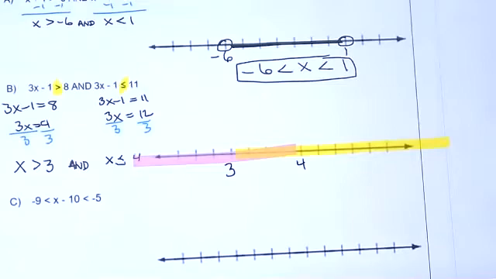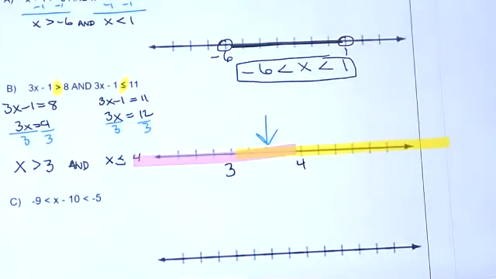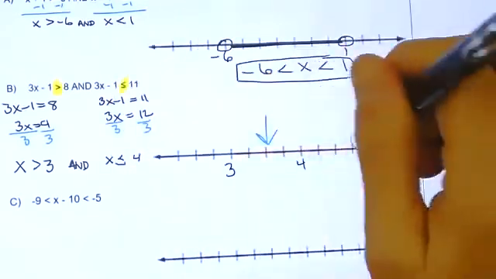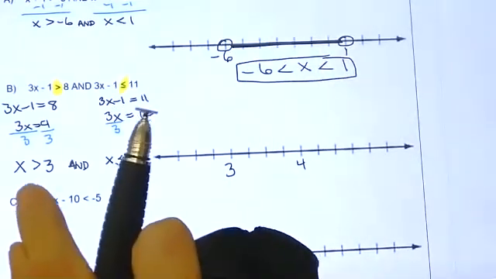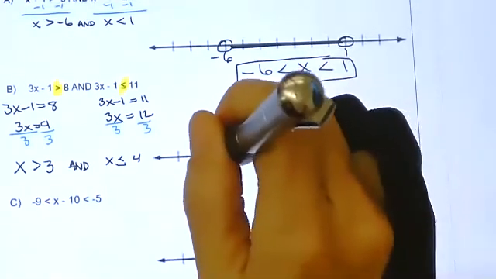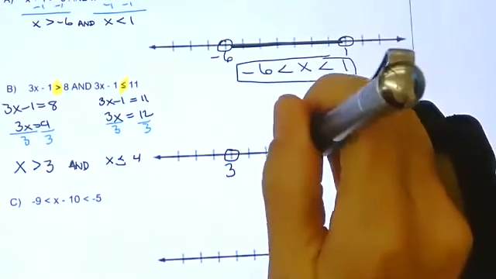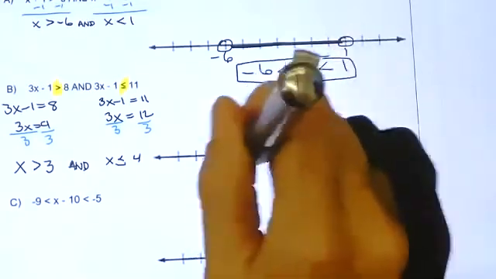So the double shading overlap is this section. That's where we're going to shade. It's the overlap. So with an "and", we want to find the overlapping region. Greater than, open circle, and less than or equal to, closed circle, and then our shading is in between.